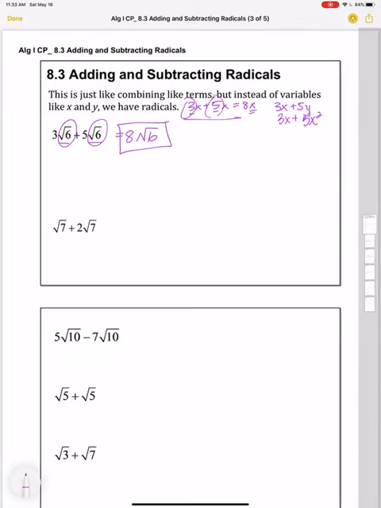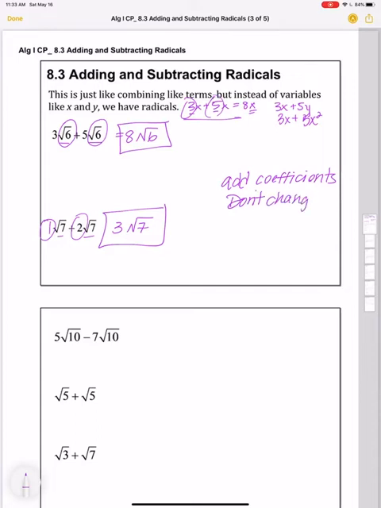This next one is the square root of 7. It has a coefficient of 1, plus 2 square root 7. So are these the same? Yes, they are. So you can add: 1 plus 2 gives us 3 square root 7. So you add the coefficients, and then you don't change the radical. That stays the same.